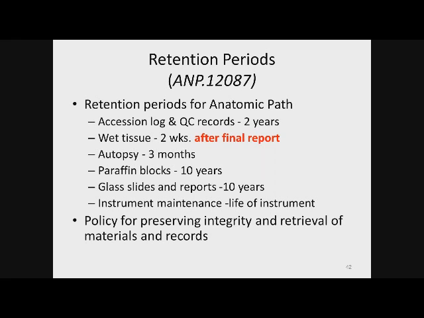A lot of places keep their tissues much longer. These are guidelines, these are the minimums that CAP recommends. You can see that for autopsy specimens, paraffin blocks and glass slides are kept a minimum of 10 years. Many sites keep them much, much longer than that.